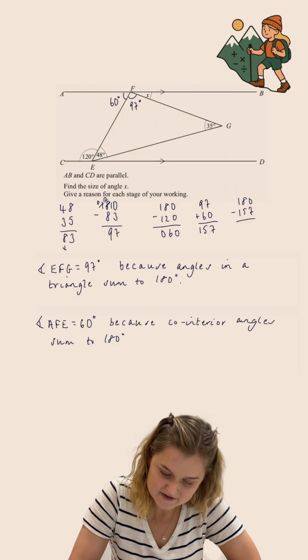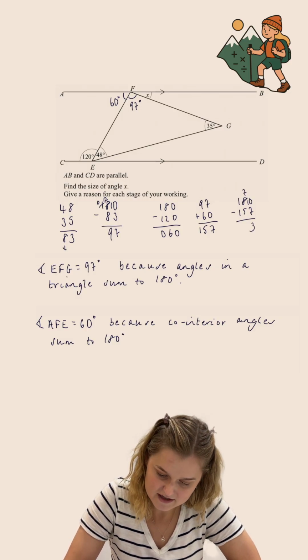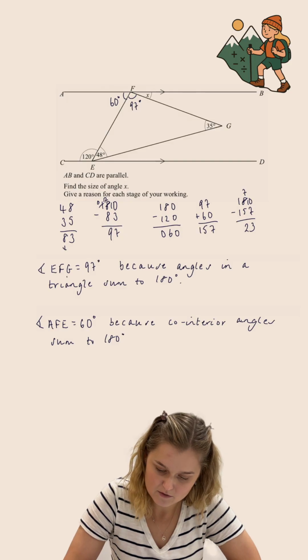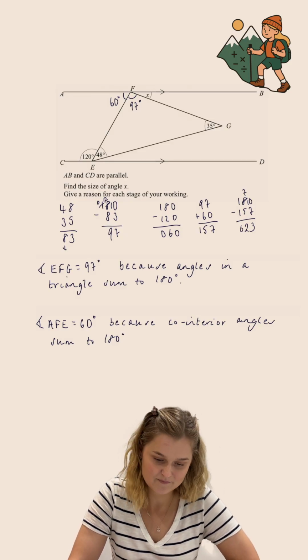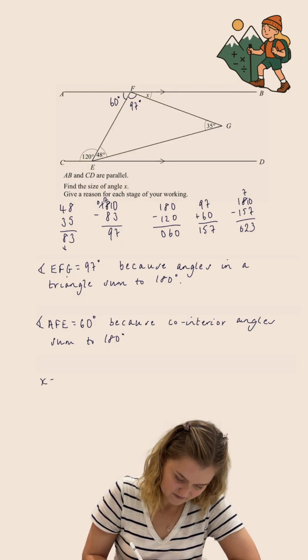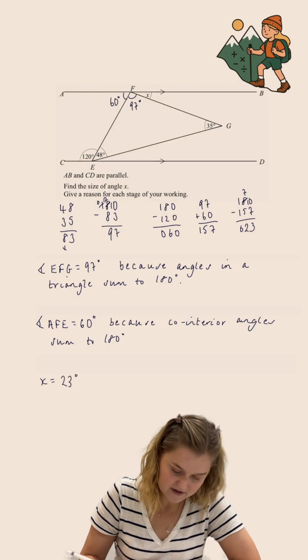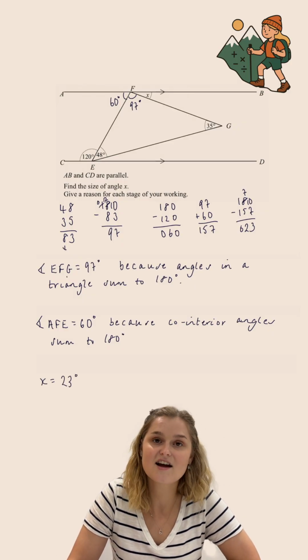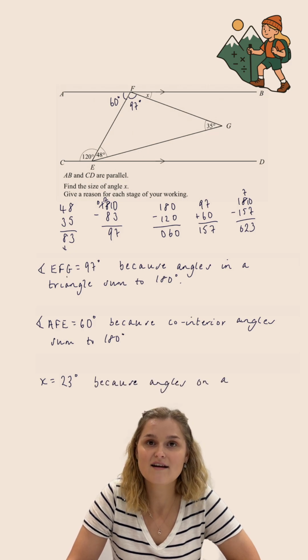157. I can't do 0 take away 7, so I make it 10 take away 7, which is 3, 7 take away 5 is 2, 1 take away 1 is 0. And so I then get my answer, the angle X equals 23 degrees. And my reason this time is because angles on a straight line sum to 180 degrees.